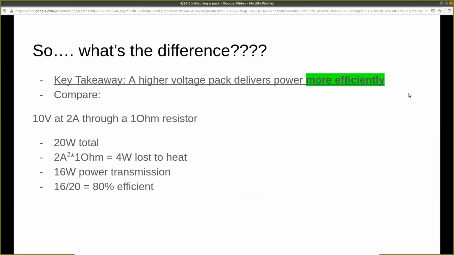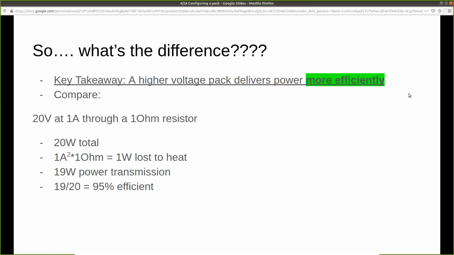I just added a new hypothetical so we can look at the numbers and go through an example. If we had a 10-volt battery pack delivering 2 amps through a 1 ohm resistor, that's 20 watts total, 10 volts times 2 amps. Then I squared times R, or the current squared times the resistance, means that we're losing 4 watts to heat. That means 16 watts is being transmitted as usable power. That means this battery pack is 80% efficient.